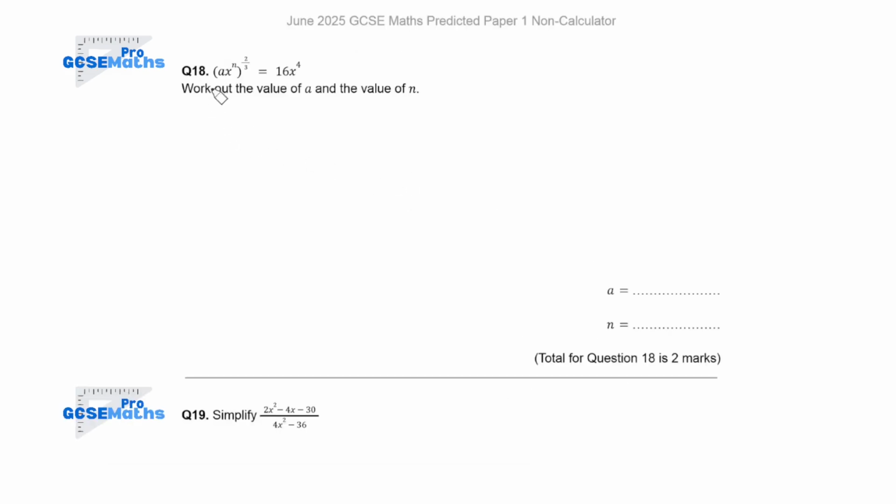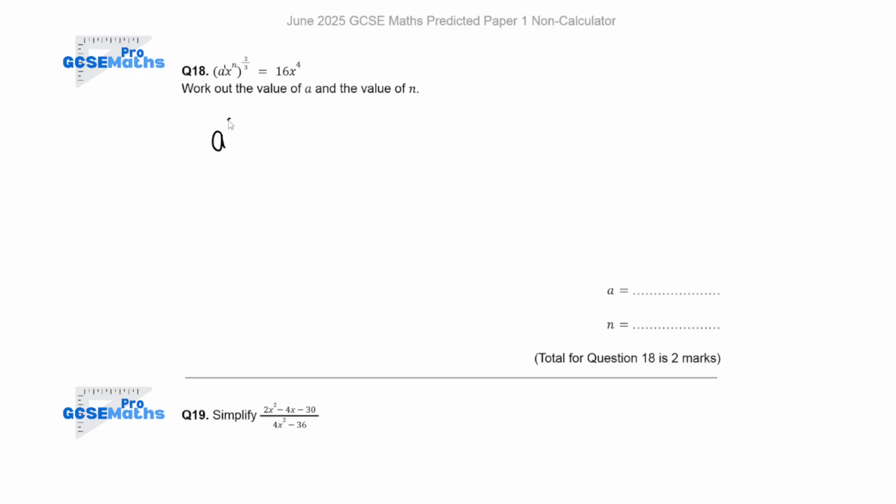Question 18, we've got ax to the power of n, and then all of that to the power of 2/3 is equal to 16x to the power of 4. Work out the value of a and the value of n. So, first of all, I need to effectively expand these brackets or apply that third index law, which is where you multiply the powers. Now, not only am I multiplying the n by the 2/3, but also the a is technically to the power of 1.